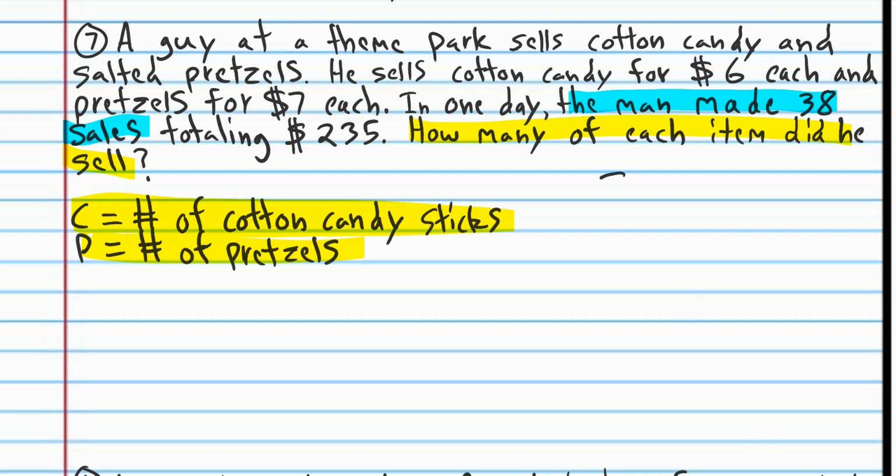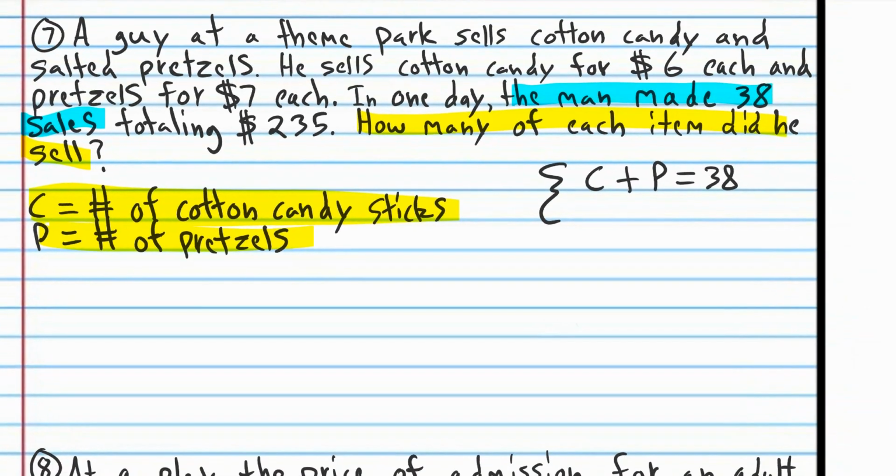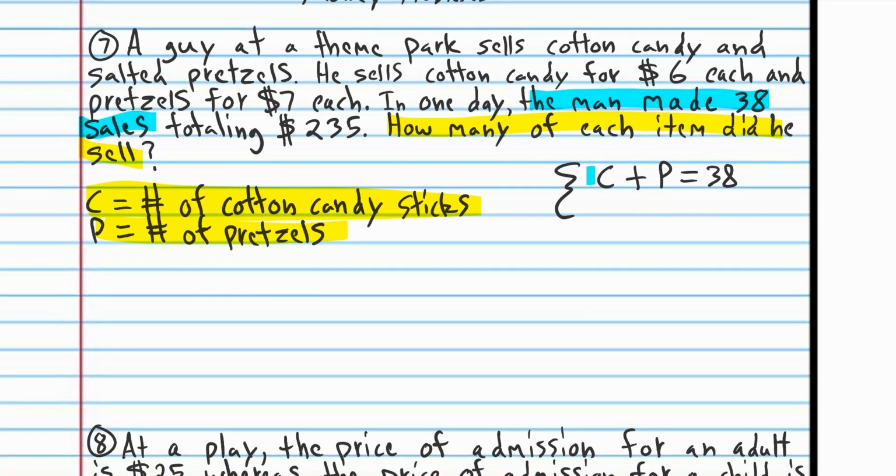So our system of equations is going to start with the number of cotton candy sticks plus the number of pretzels that he sold is 38. That's what it means by sales. So that's the easy equation.